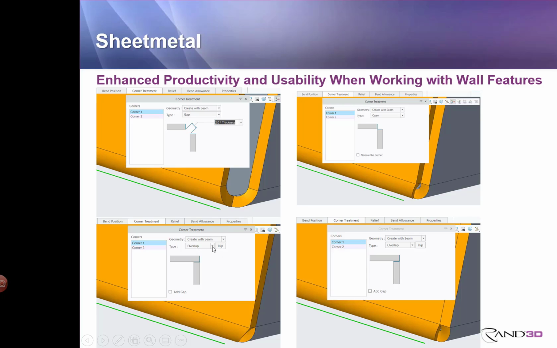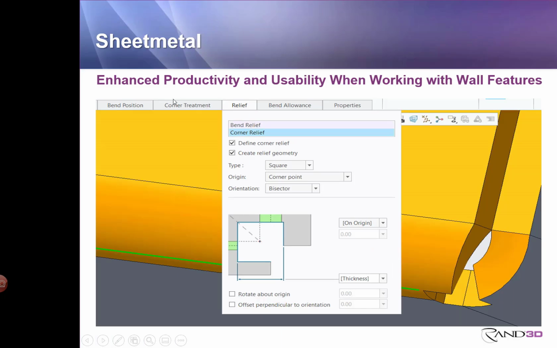I can choose with overlap, and here one side is overlapping the other, so the front wall is overlapping the side wall. And here we flipped it by hitting the flip command. Now the side wall is overlapping the front wall. Also, if we go to the relief tab up here at the top, the relief tab gives me options to customize the corner relief. I can select on corner relief, choose my type. Here we did square, we could do round relief or tangent or whatever we might need. And it adjusts that corner relief for both walls at the same time.